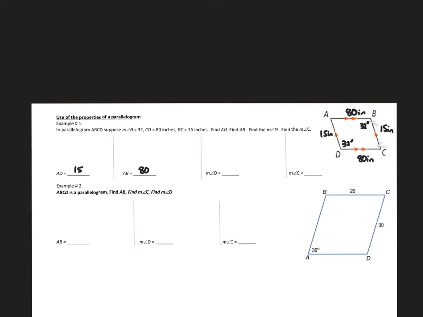And then I have to use the theorem that states that consecutive interior angles, or consecutive angles, are supplementary. So now in order to find the measure of angle C, I'm going to say that 180 minus angle B is the measure of angle C. So when we subtract 32 from 180, we get 148 degrees. So there you have it with example 1.